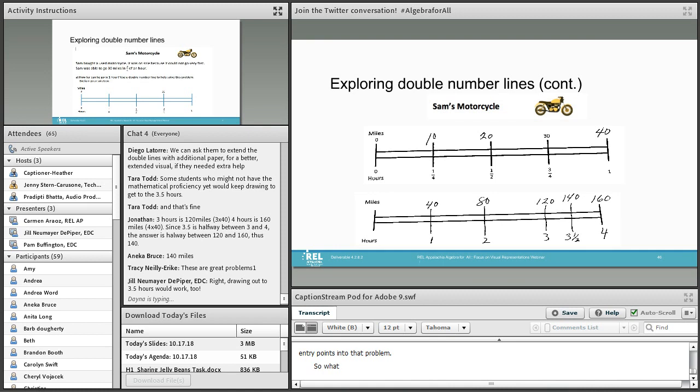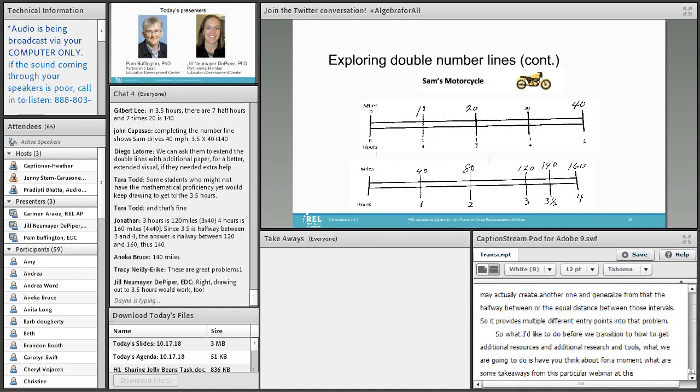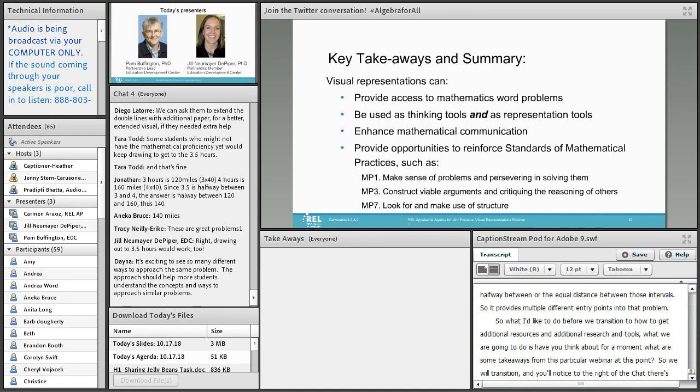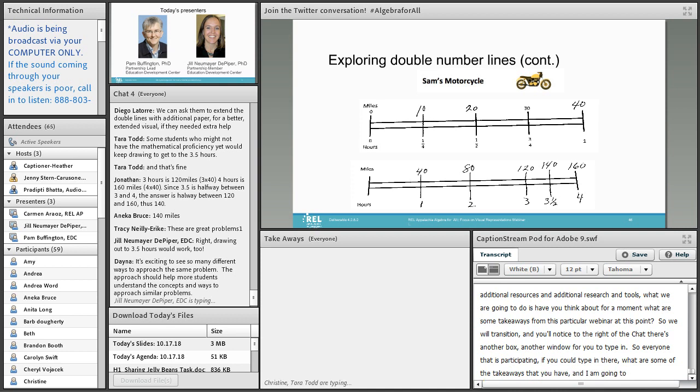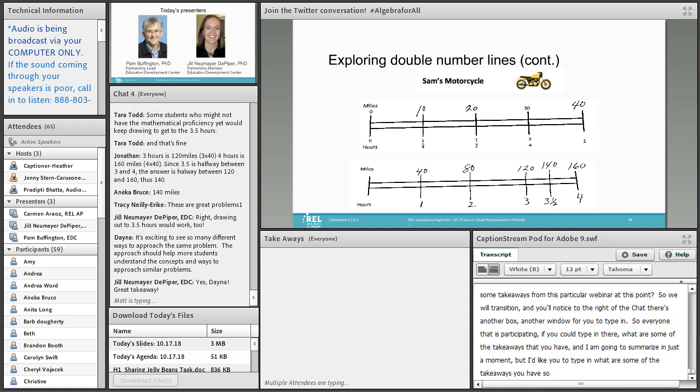So what I'd like to do before we transition to how to get additional resources and additional research and tools is have you think about for a moment, what are some takeaways from this particular webinar at this point. So we'll transition, and you'll notice to the right of the chat, there's another window for you to type in. So everyone that is participating, if you could type in there, what are some of the takeaways that you have? And I'm going to summarize in just a moment.